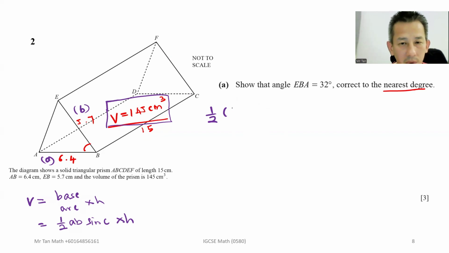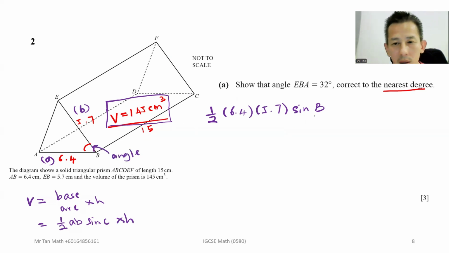A is 6.4, 5.7, sine B. Sine B will refer to this angle. Angle is here. So that should equal to, you times the height, sorry. And the height is 15. That should equal to 145 cm cubed. Okay, you calculate.